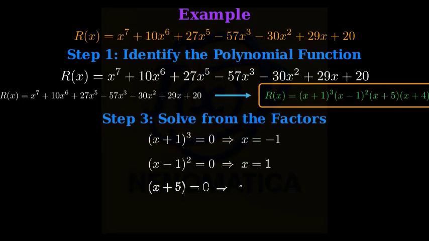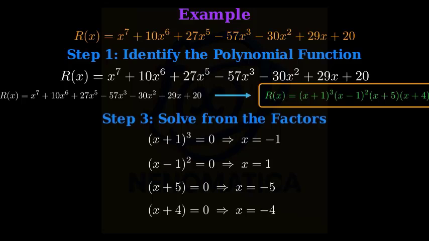Step 3. Find the zeros by setting each factor equal to 0. We will list each factor and solve for x. From (x plus 1) cubed equals 0, x plus 1 equals 0, so x equals negative 1. From (x minus 1) squared equals 0, x minus 1 equals 0, so x equals 1. From x plus 5 equals 0, so x equals negative 5. From x plus 4 equals 0, so x equals negative 4.